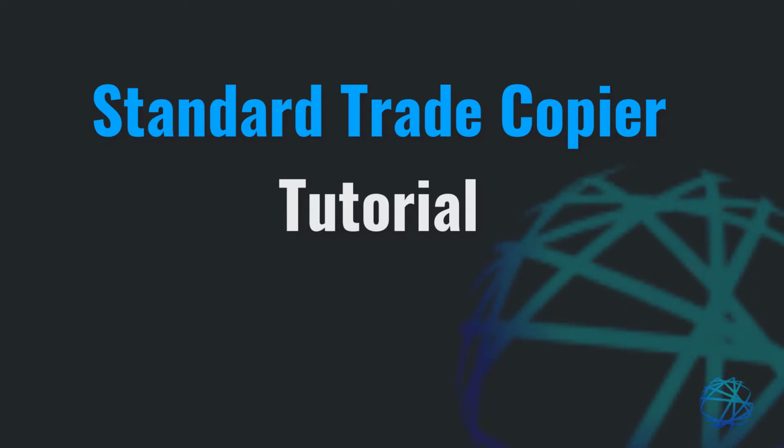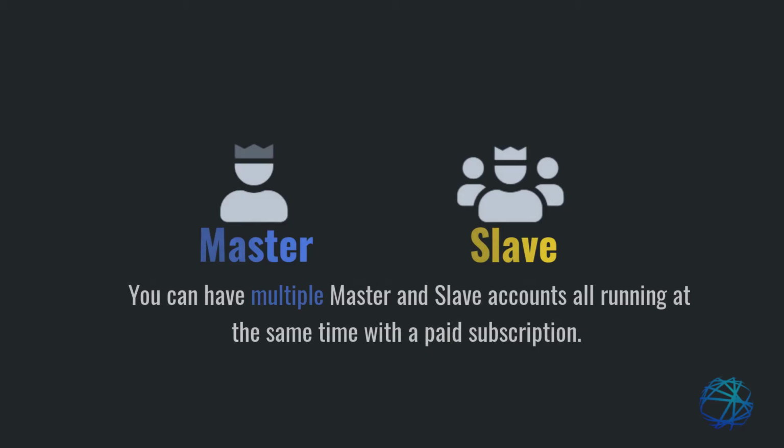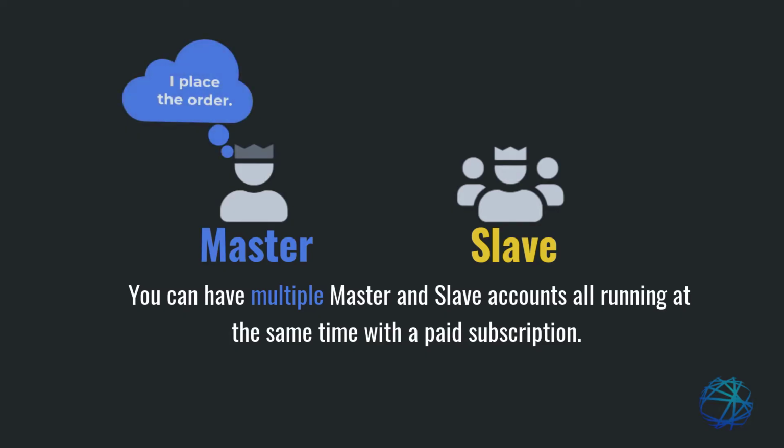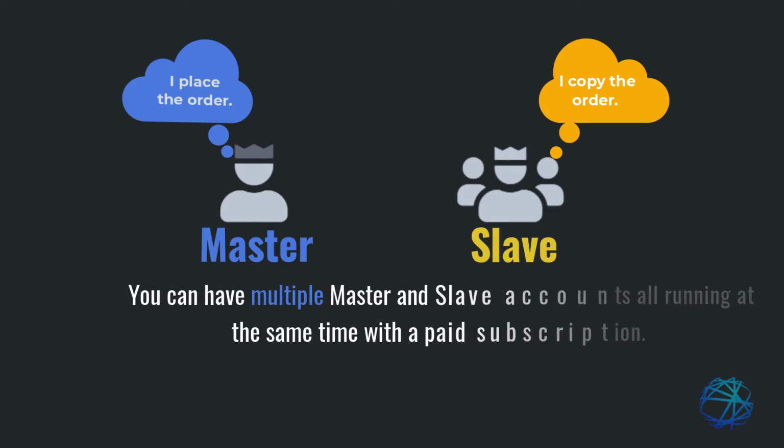Copier for free. With this solution, you will be needing a master and a slave account. Master is where the orders will be copied from, while the slave simply copies from the master. The slave could be a secondary account or a friend's account that you want to copy whatever your master account does.